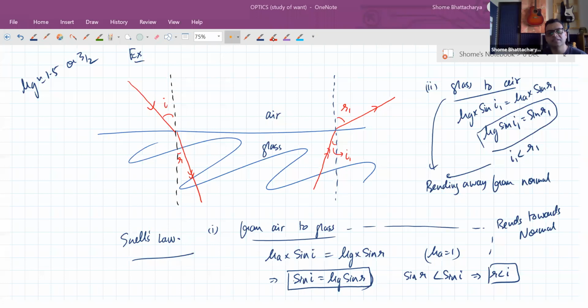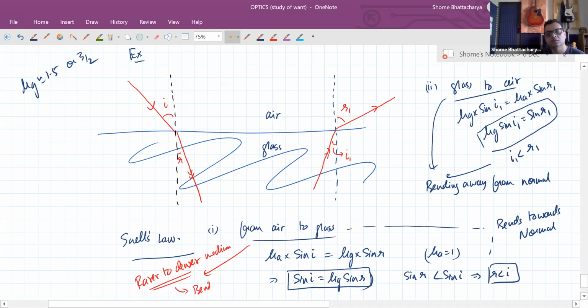So this is an example of rarer to denser medium. So it bends towards normal. Whereas this one was an example of denser to rarer. So it bends away from the normal.